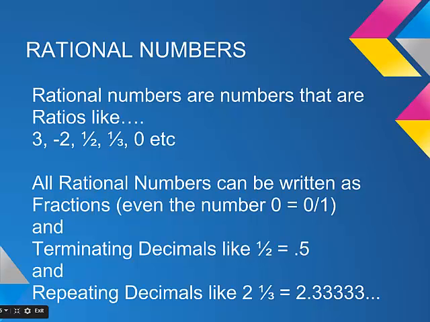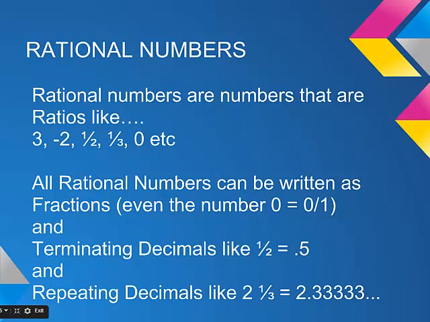But also rational numbers include repeating decimals like 2 1/3, because when you go to divide that out, and of course that would be like 7 divided by 3, you keep getting a remainder of 1, and then you keep having to put another 3 in your answer. So that never terminates, it only repeats.